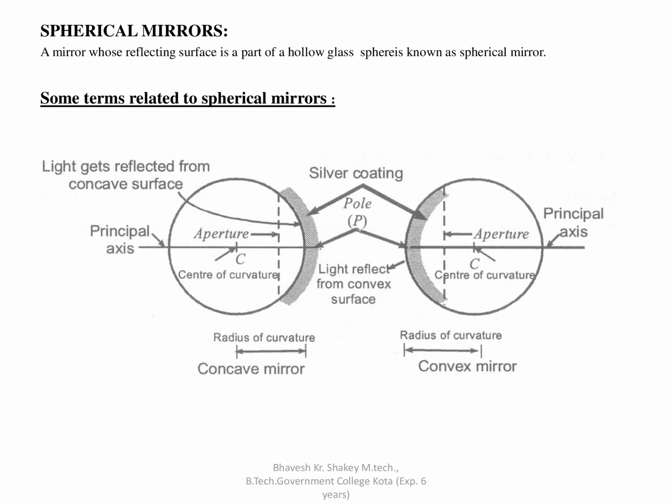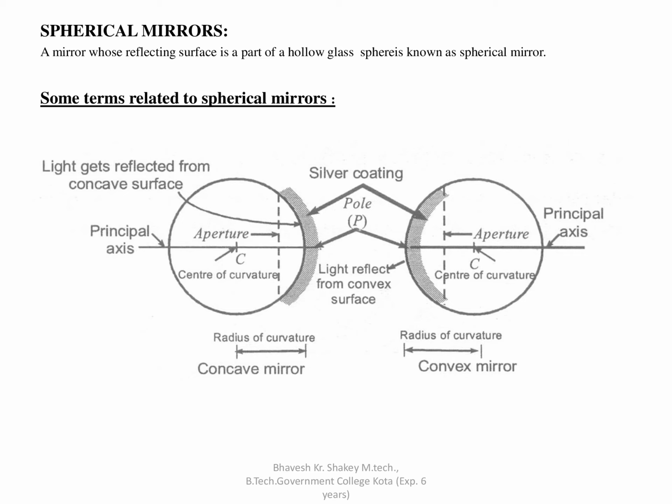Now the next point is the principal axis. What is a principal axis? It is the straight line. The straight line joining the pole and the center of curvature is called the principal axis. As shown in these diagrams, the center of curvature is denoted by C and the pole is denoted by P. The line joining the center of curvature and the pole, which we can extend on both sides, is called the principal axis.